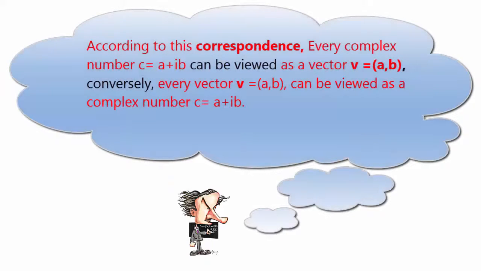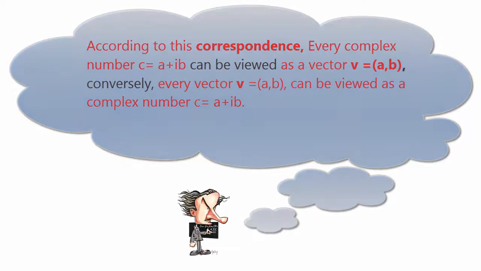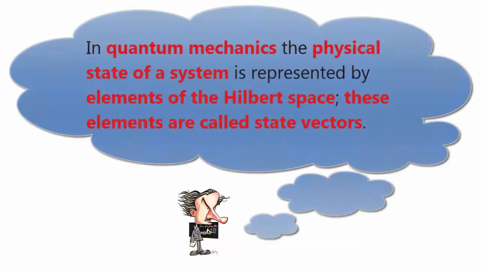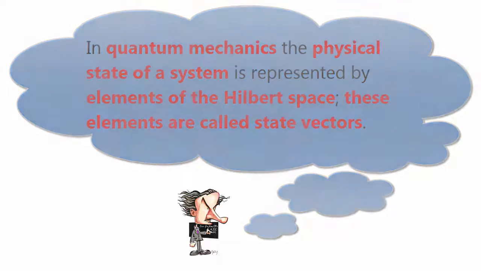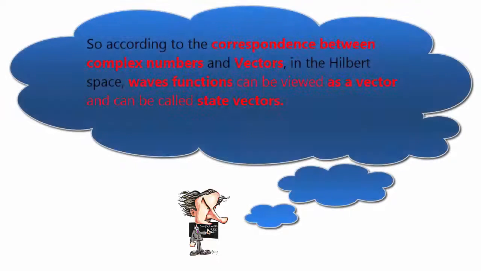According to this correspondence, every complex number c = a + ib can be viewed as a vector v = (a, b). Conversely, every vector v = (a, b) can be viewed as a complex number c = a + ib. In quantum mechanics, the physical state of a system is represented by elements of the Hilbert space. These elements are called state vectors. So according to the correspondence between complex numbers and vectors, in the Hilbert space, wave functions can be viewed as vectors and can be called state vectors.